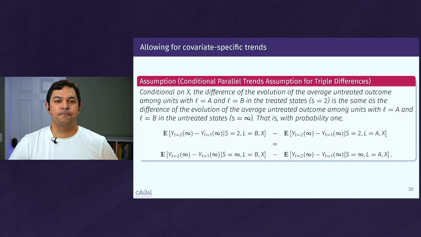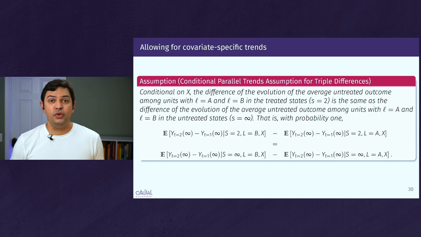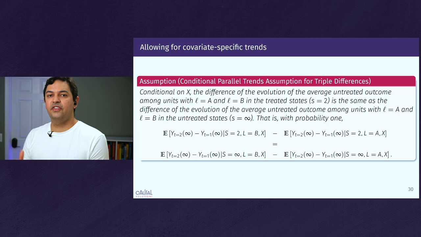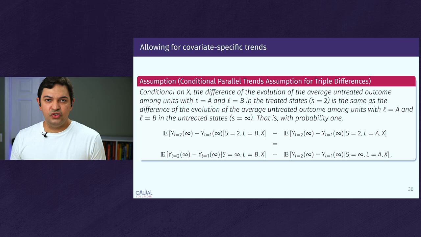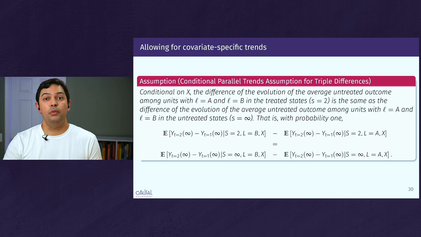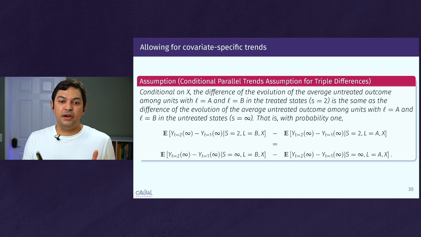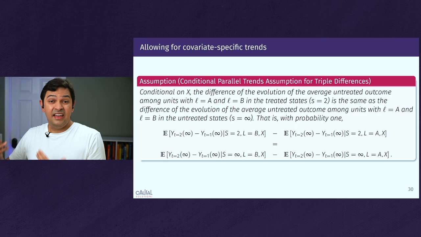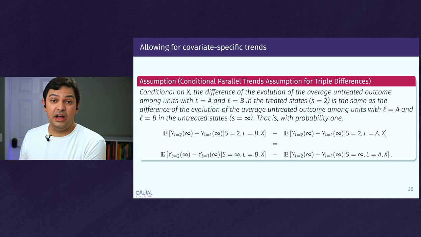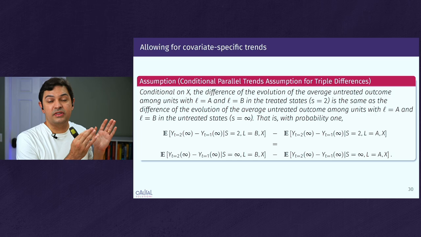So in terms of assumptions, in order to incorporate covariates, we're going to follow the same philosophy as we followed with diff-in-diff. Now you have to assume that the type of parallel trends we're making only holds within each stratum. It's going to hold only after we condition on covariates. After I condition on covariates, the difference of the average evolution of untreated potential outcomes among units in partition B and partition A in treated states is the same as the difference of the evolution of untreated potential outcomes among units in untreated states, so states S equals infinity. This is going to hold only after I condition on X.